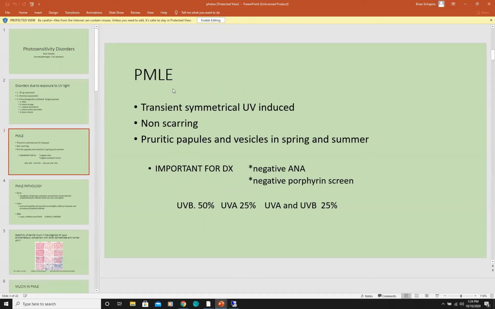Important for the diagnosis of this is that there's a negative ANA and a negative porphyrin screen, because obviously lupus and porphyria have to be excluded. And in terms of the causation, UVB light is 50%, UVA light is 25%, and both UVA and B is the remaining 25%. Let's go on to the next slide.